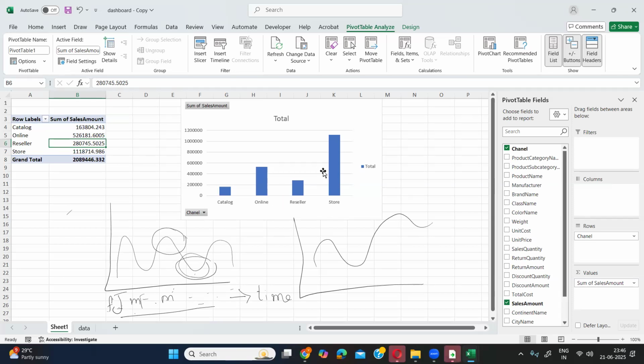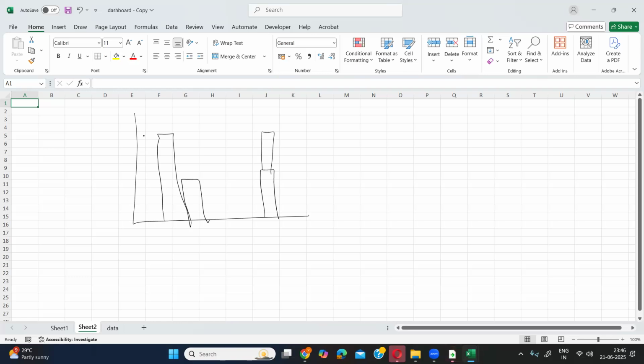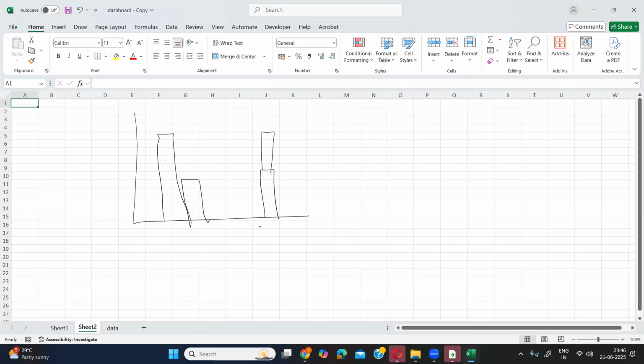And when you talk about your bar or your column, you have two types. One is your clustered column and one is your stacking. The problem comes when you are comparing two things. Here I only used my channel, but you may want to compare two things. Let's say you are comparing sales versus cost, or boys' marks versus girls' marks. When you compare two things, you have to decide properly whether you should go for cluster or for stack.